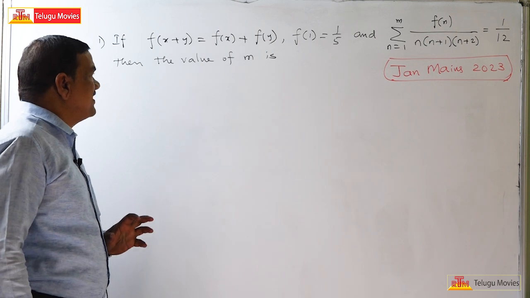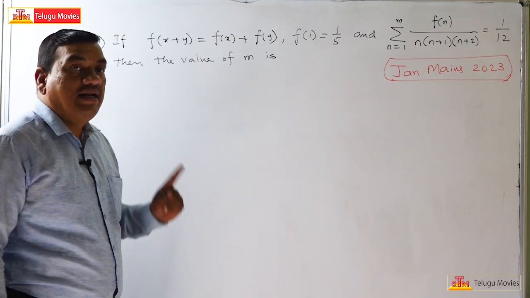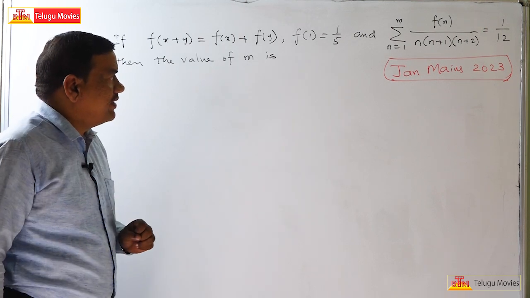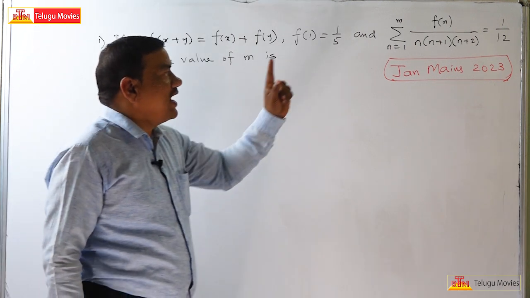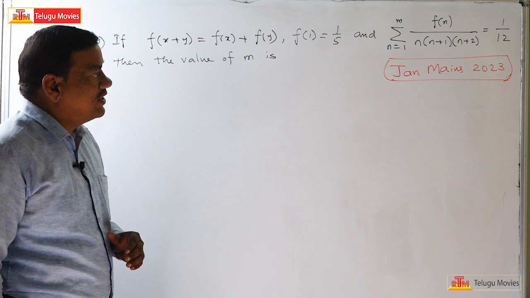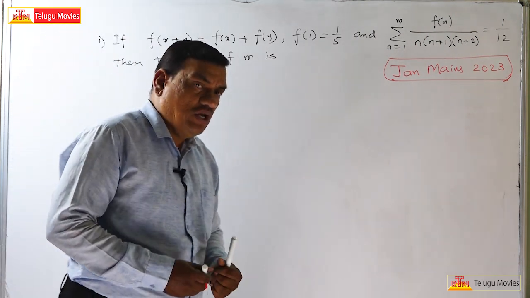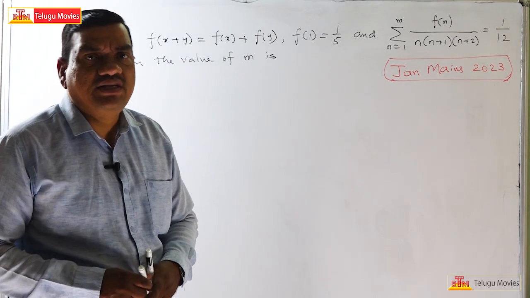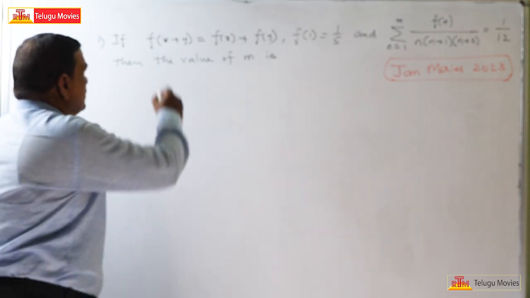If f of x plus y is equal to f of x plus f of y, and f of 1 is equal to 1 by 5, and sigma n runs from 1 to m of f of n by n into n plus 1 into n plus 2 is equal to 1 by 12, then the value of m is. It is a very easy problem, almost a basic level problem. See this functional equation.